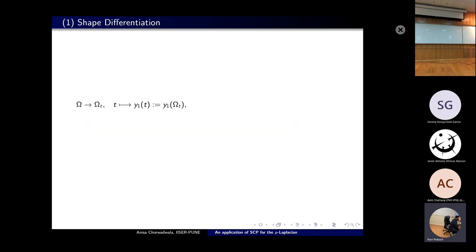As omega goes to omega t by this transformation, either we are moving the circle or rotating the square or whatever, my omega is changing to omega t under the action of the vector field, or I'm perturbing my domain. Then the eigenfunction, the moment the domain changes, the solution to the differential equation changes. So whatever was my y1 initially changes to my y1t, or in other words, the first eigenfunction corresponding to omega t.